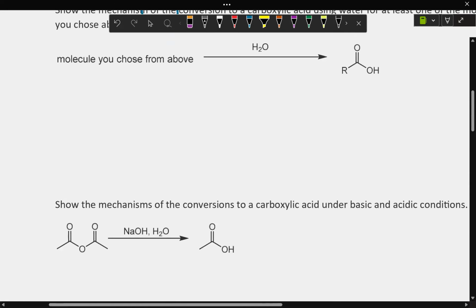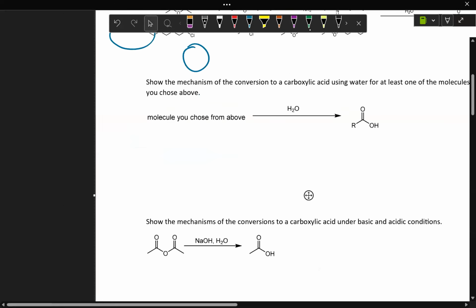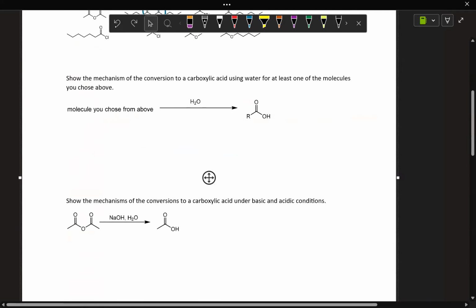All right, next one, we have to show the, oopsies, what's going on here? Oops, fix this really quick.